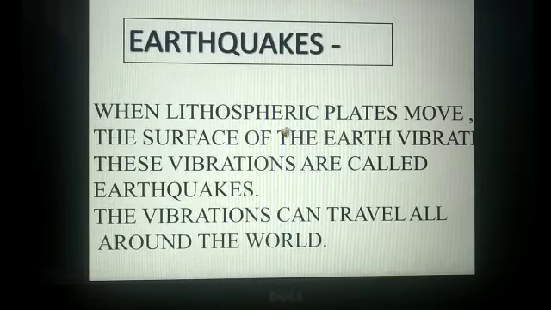Earthquakes are usually caused when rock suddenly breaks along a fault. This sudden release of energy causes the seismic waves that make the ground shake. When two blocks of rock or two lithospheric plates rub against each other or even slide over each other, the earth surface shakes, and this is called an earthquake.